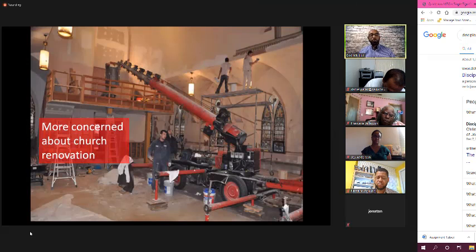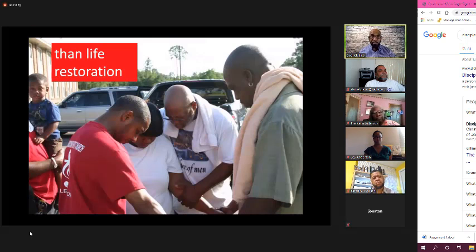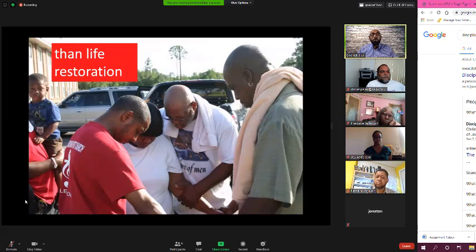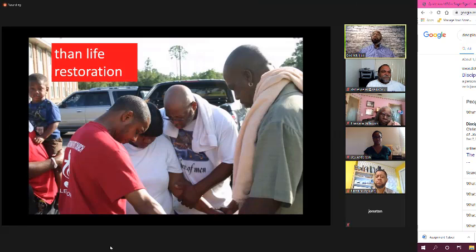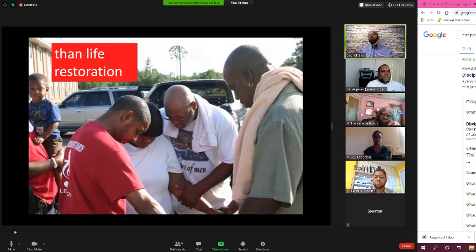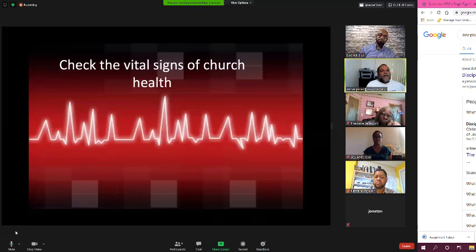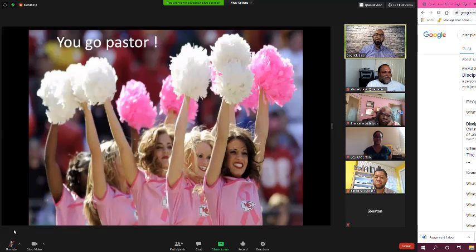We're more concerned about church renovation than we are about life restoration, then the church is out of balance. Some churches spend hundreds of thousands of dollars renovating their sanctuary. For what? So that the few people can sit in the church and feel comfortable and say, look at the great Babylon that I have built. Look at my beautiful country club. For me, mine, us four, and no more. Look at how we come in here and how we worship God in this beautiful place. Right? Preach it, doctor. Let's check the vital signs.